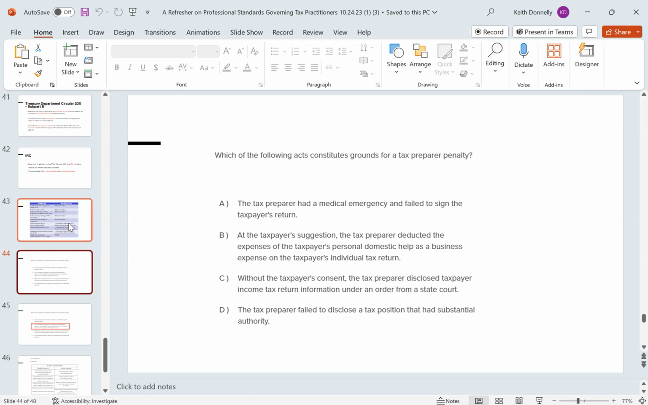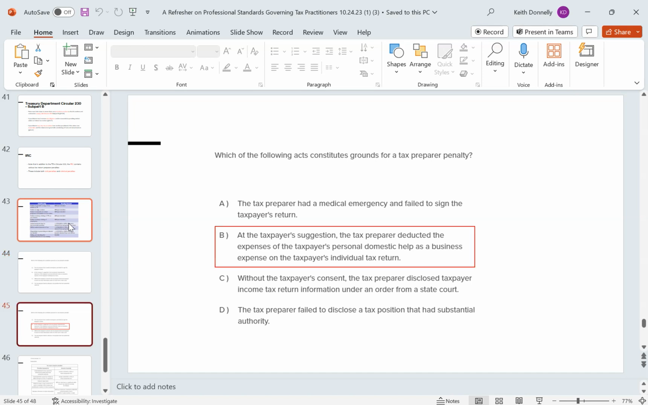Okay, so this one just says, which of the following is a grounds for a tax preparer penalty? The answer here is going to be B. Where's the screw up here? It says, at the taxpayer's suggestion, the preparer deducted the expense of the taxpayer's personal domestic help as a business expense on the individual's return. So what happened here? Why did we screw up? Well, essentially we were negligent, right? We took a personal use deduction that we shouldn't have been allowed to take. Accordingly, we're going to get hit with a preparer penalty on that, right?